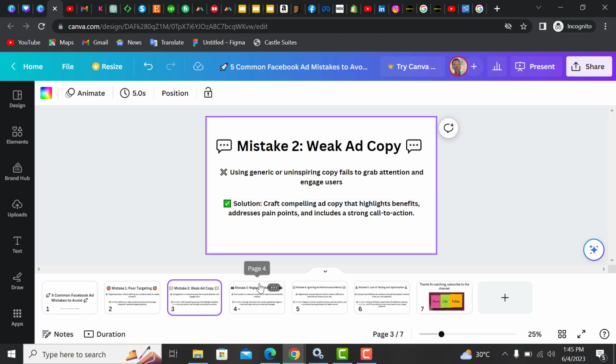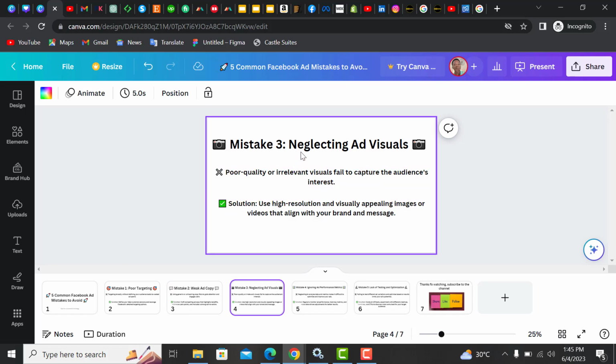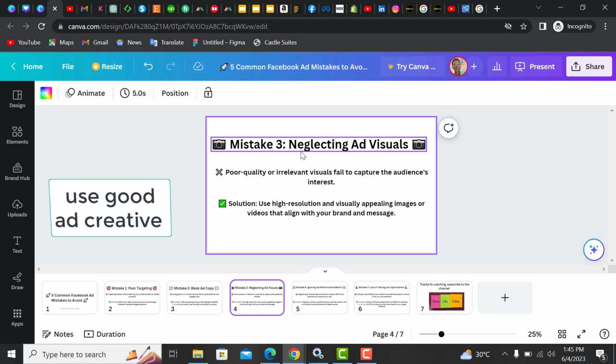So the next thing is to not neglect ad visuals. This is very, very important because video is actually the next big thing. Does image convert? Yes, image still converts, but creating a very, very good and engaging video is going to help you drive sales and drive leads.